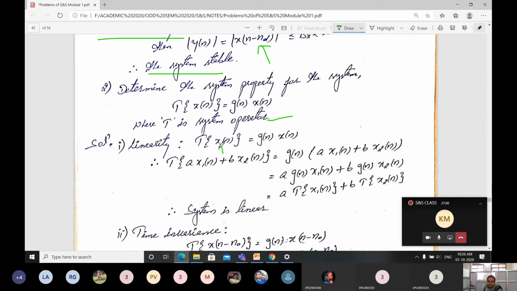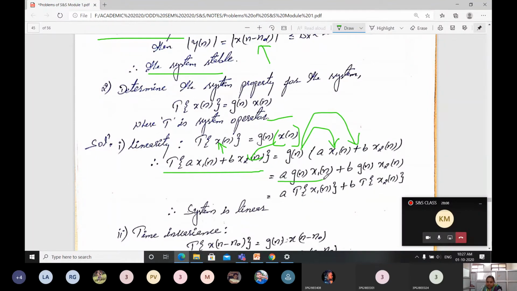What you have to perform for x of n so that it is linear is to go with the operation a x1 of n plus b x2 of n. If that is equal, then it is a linear function. So instead of x of n I am substituting a x1 of n plus b x2 of n. g of n is a constant. Then if I multiply g of n for both the terms, I'll be writing a g of n x1 of n plus b g of n x2 of n, right?